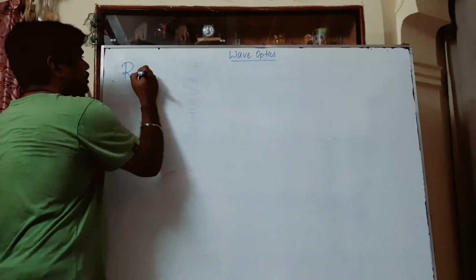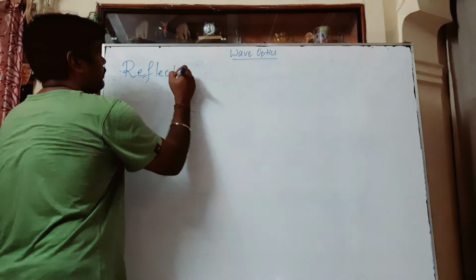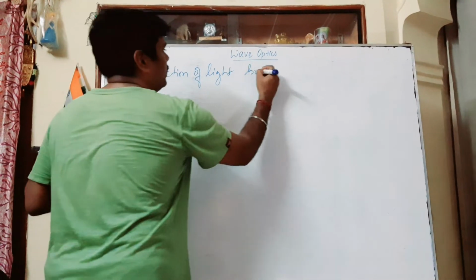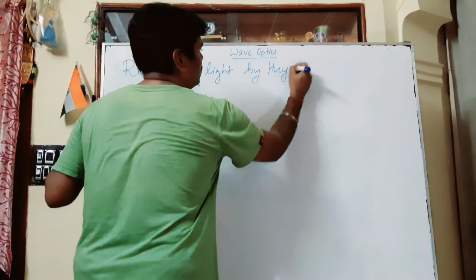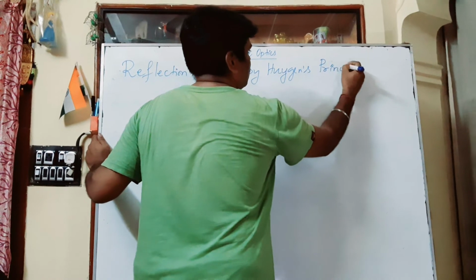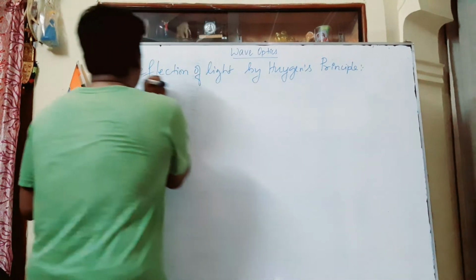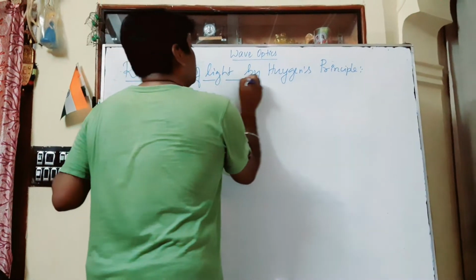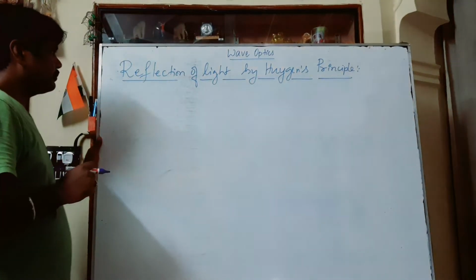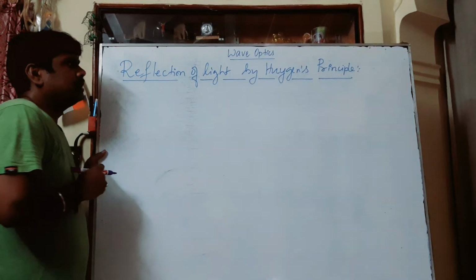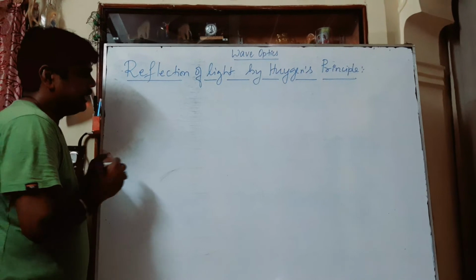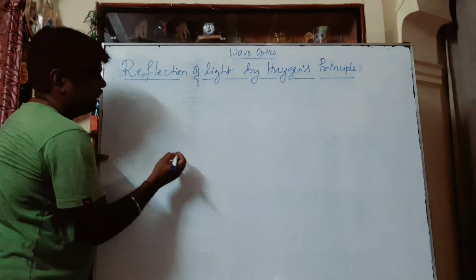Reflection of light by Huygens principle. This is also one of the commonly asked questions for your examination. To understand the reflection of light using Huygens principle, again we require a ray diagram. You know how to draw the ray diagram here.